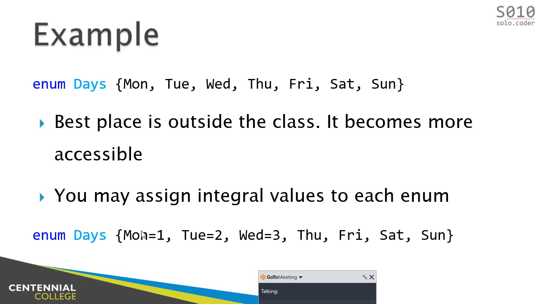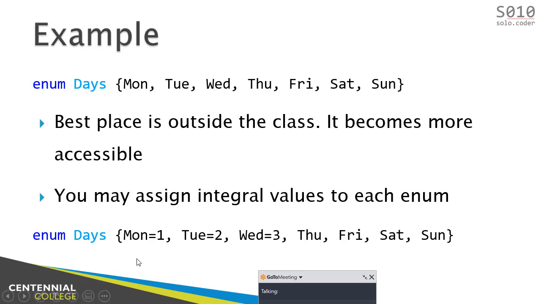This is very useful when we are dealing with status, like student status. It might be active, inactive, on hold, whatever status might be used on Centennial. It's a discrete set of values. Again, days is a good example here.